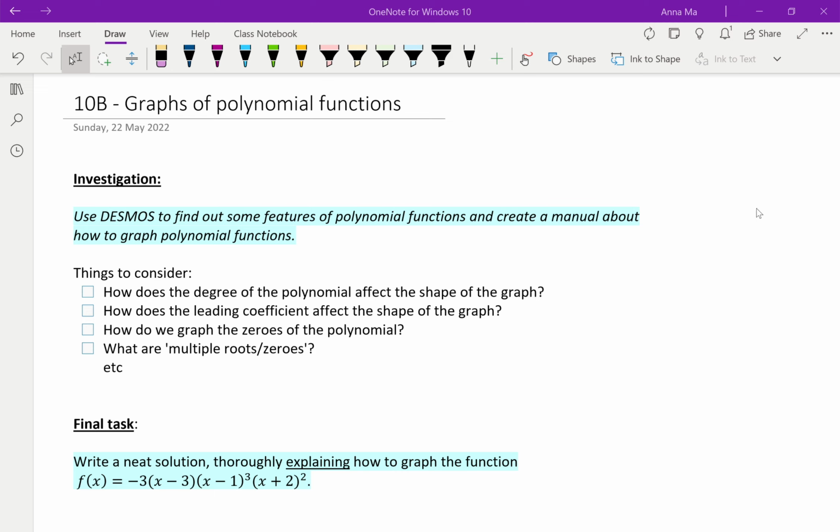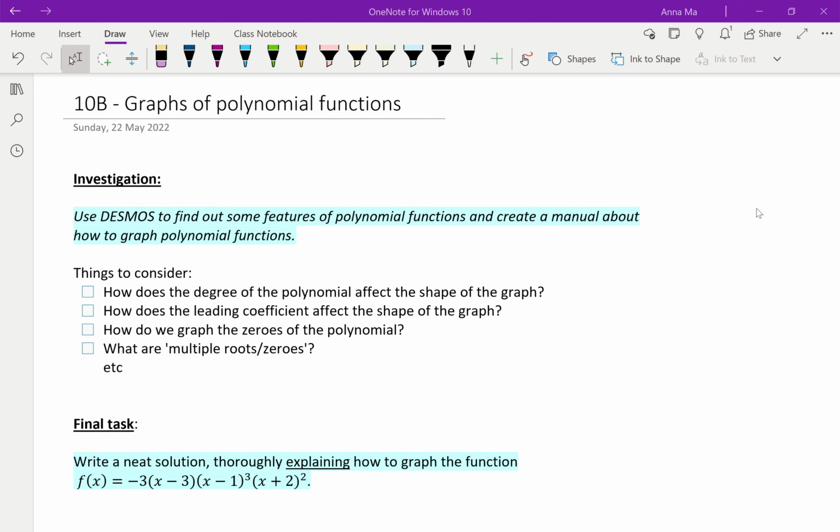Hello Year 11, welcome to the second lesson of polynomials for exercise 10B, graphs of polynomial functions. Now I know a lot of you have been complaining about sketching functions in general, how you struggle with them. So this exercise was meant to be an investigation task that I set for students.